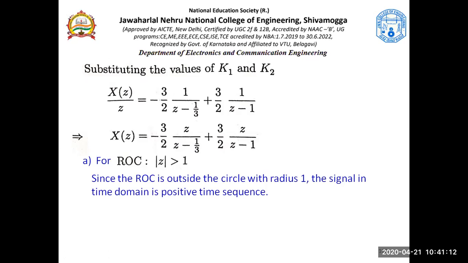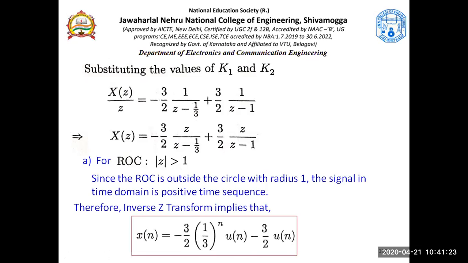Since ROC is outside the circle, the time domain signal is a positive time sequence. Okay, and therefore the Z transform of this should imply this. So this is just for this ROC. We have two different ROCs for which the x of n would change. See here, it's 1 by 3 to the power n u of n. Minus 3 by 2 is always there. So that's a scalar. Okay, so how to obtain the inverse Z transform of this? It is 1 by 3 to the power n u of n. Why u of n? Because it is outside the circle. So here it is u of n.